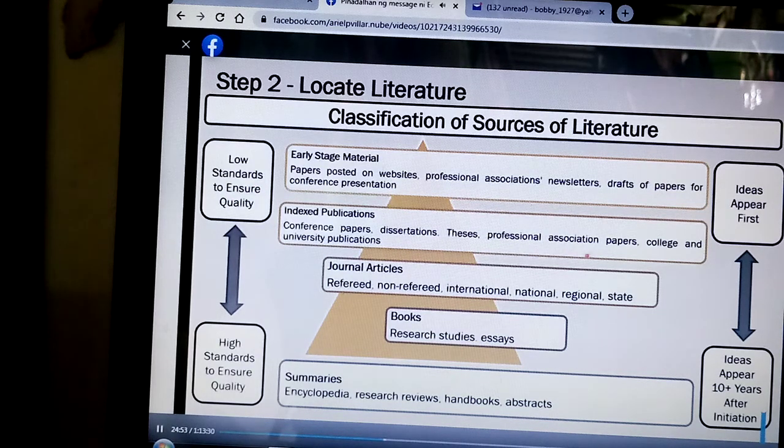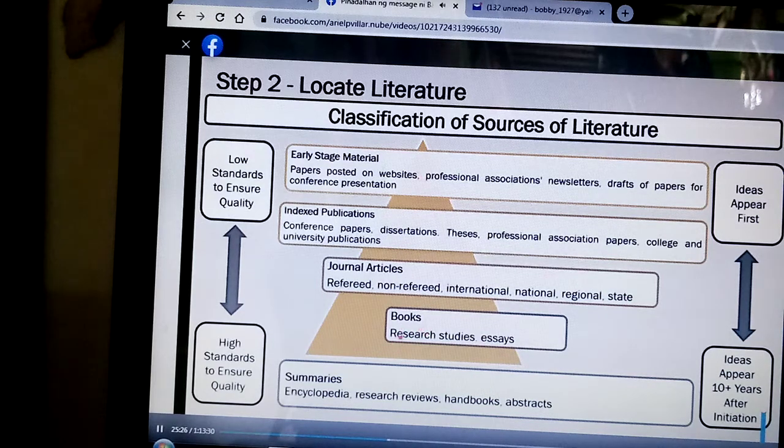Next line, we have index publications, okay? Conference papers, dissertations, yan. Yung mga studies, yung mga thesis, professional association papers, and college and university publications. Okay? Then you can also use yung mga journal publications, yung mga refereed, yung mga na-review ng mga experts, non-refereed, international, national, regional, and state, no? Of course, pababa ng pababa, nagiging maganda yung source.